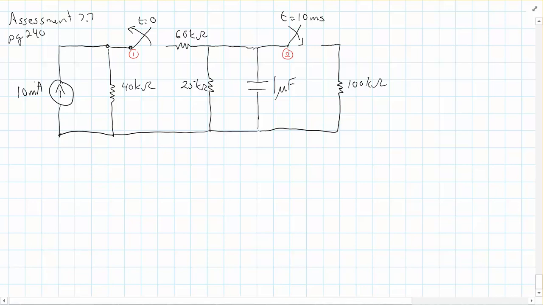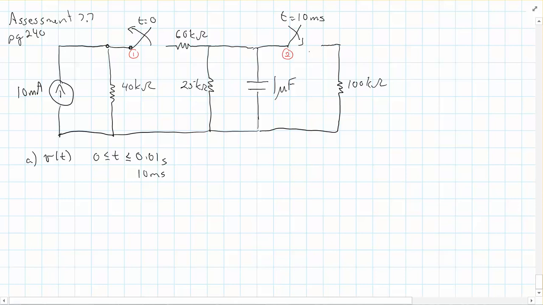So the problem states that switch 1 here has been closed for a long time and then opens at t equals 0. And we're supposed to find, part A, V at t for zero less than or equal to t less than or equal to 0.01 seconds. But remember, 0.01 seconds is 10 milliseconds. So basically we're supposed to find V at t until this switch closes.